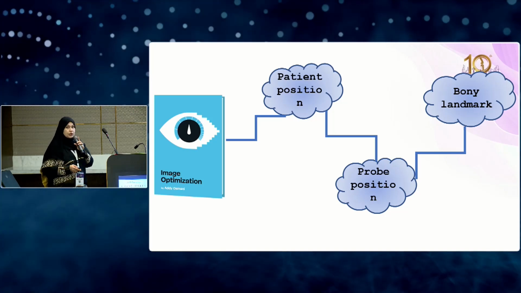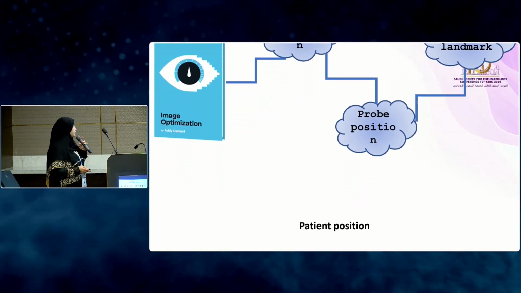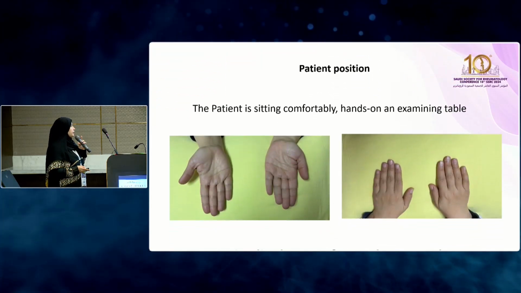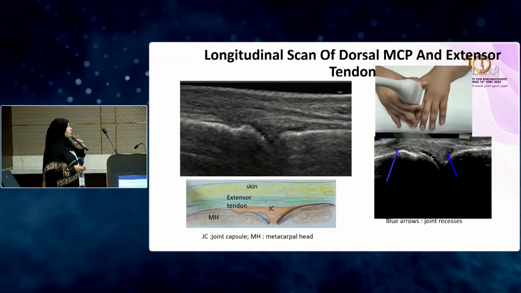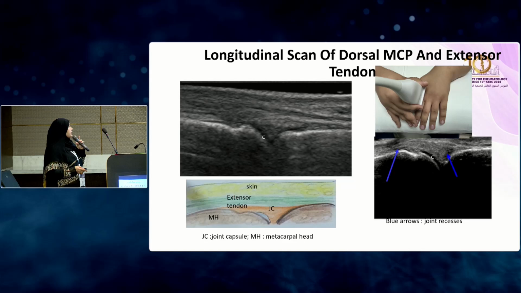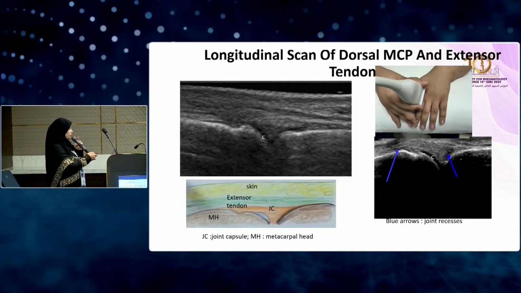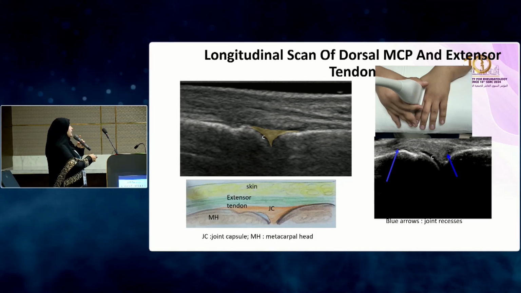Again, patient position, probe position, and bony landmarks. So a relaxed hand on the table or on a pillow in front of you, volar or dorsal. This is the assessment of the longitudinal scan of the extensor tendon in case of the MCP joint. You can appreciate the thickening of the capsule on the dorsal aspect.